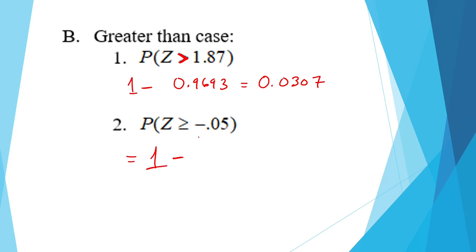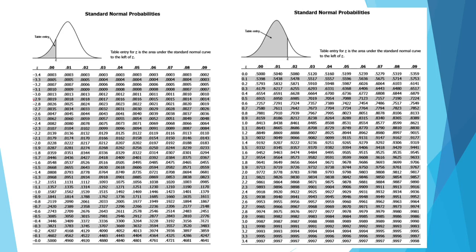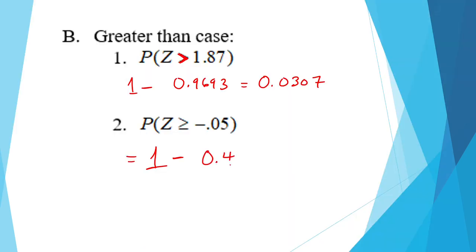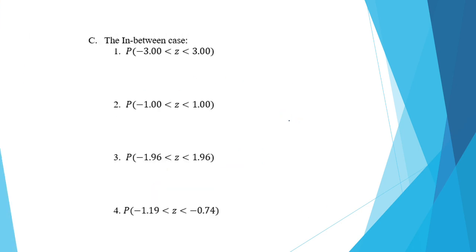Find the area to the left of negative 0.05 and subtract that from 1. We have negative 0.05, so I'm going to look at negative 0.0, and we want to look at the column that says 0.05. Our area is down here, 0.4801. Our area to the left is 0.4801, and to find the area to the right, we'll have to subtract from 1. This gives us an area of 0.5199.